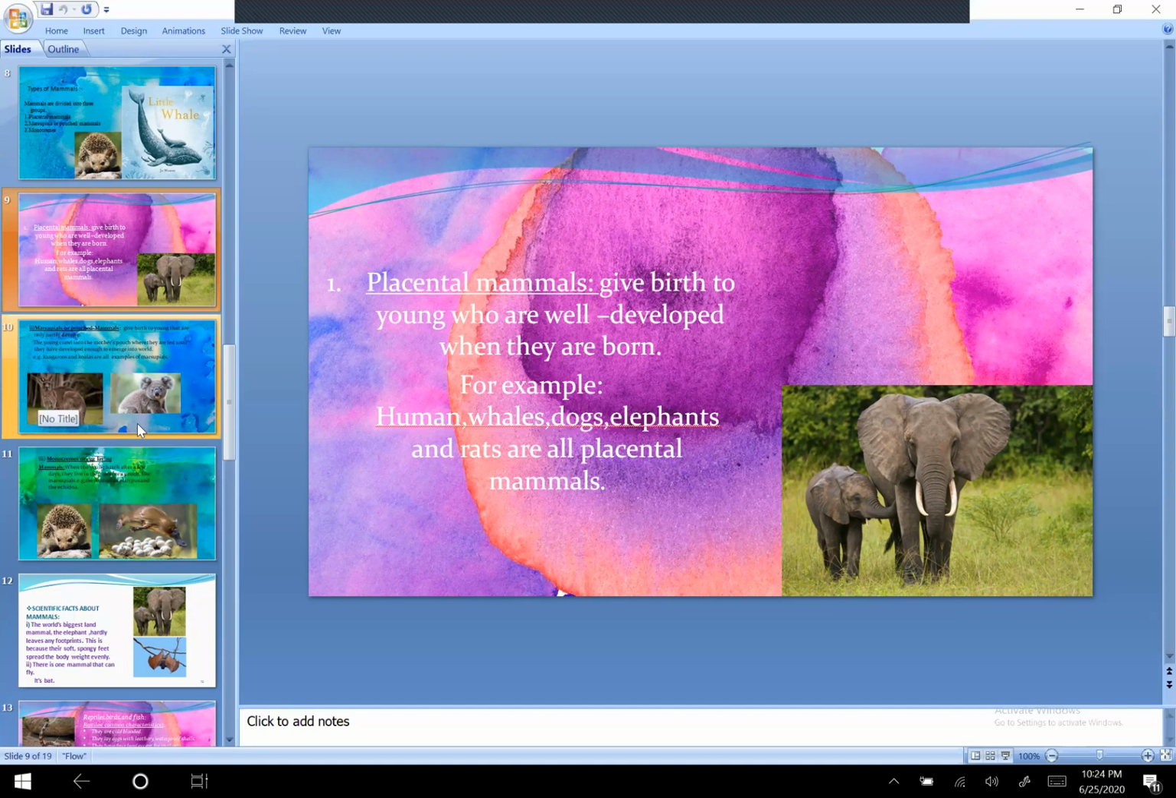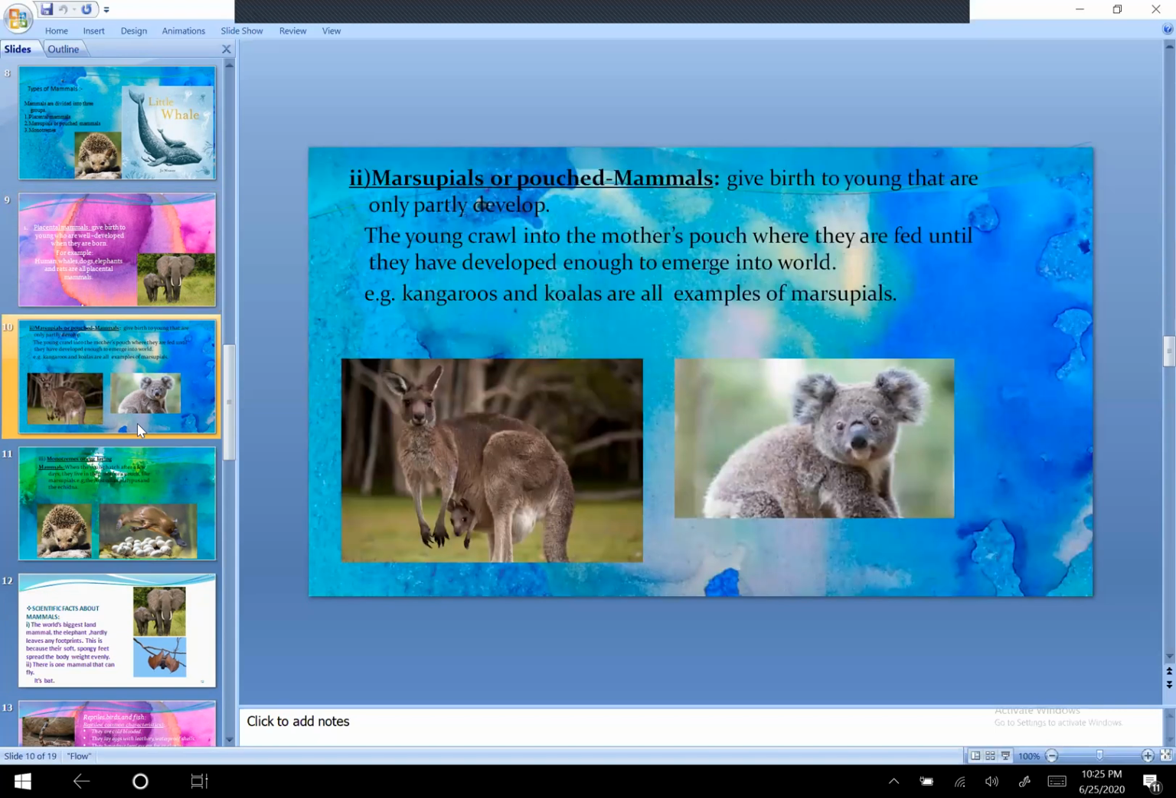Children, placental mammals are a rather diverse group with nearly 4,000 species. They give birth to their young, so that's why they are called placental mammals. Now, the second type of mammals are the marsupials or pouched mammals.